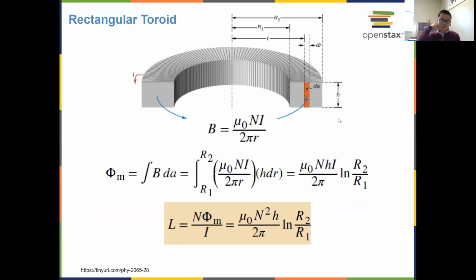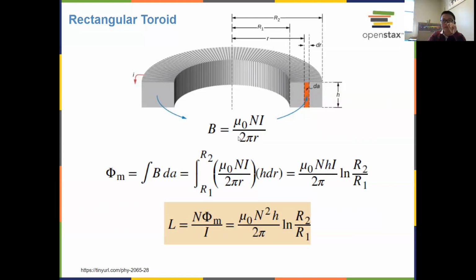For a rectangular shape of toroid, a toroid is a kind of circular type of coil. You have coils wrapping around that circular shape, in this case a rectangular shape. So you can use Ampere's law to calculate the B field. We did this for the donut-shaped circular toroid. Before we figured that the B field is equal to mu naught N I over 2 pi r, right?